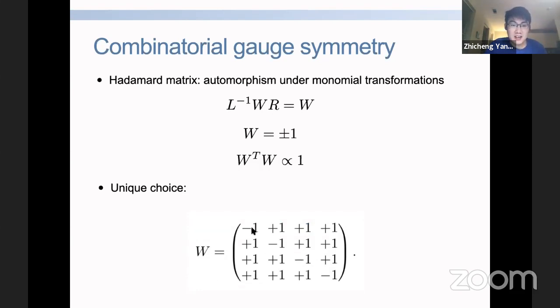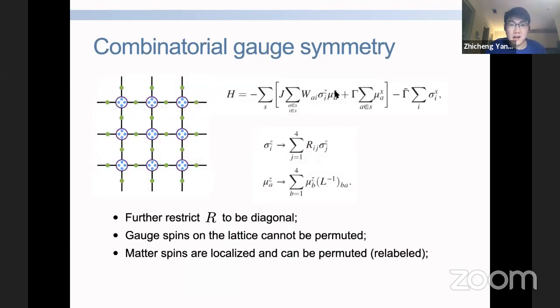So I was saying that you can write down other 4x4 Hadamard matrices, but you can always bring them to this particular form by performing elementary row and column operations in linear algebra. So they're all considered equivalent because they're related by these similarity transformations. Now what we have shown is that we consider a Hamiltonian that is invariant under these monomial transformations simultaneously on the gauge and matter spins. This in turn puts a constraint on the W matrix, and eventually a W matrix that satisfies this constraint is basically the Hadamard matrix.